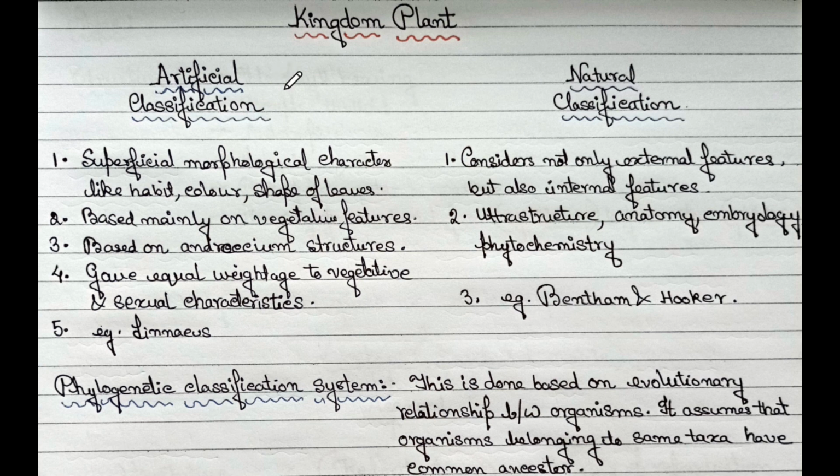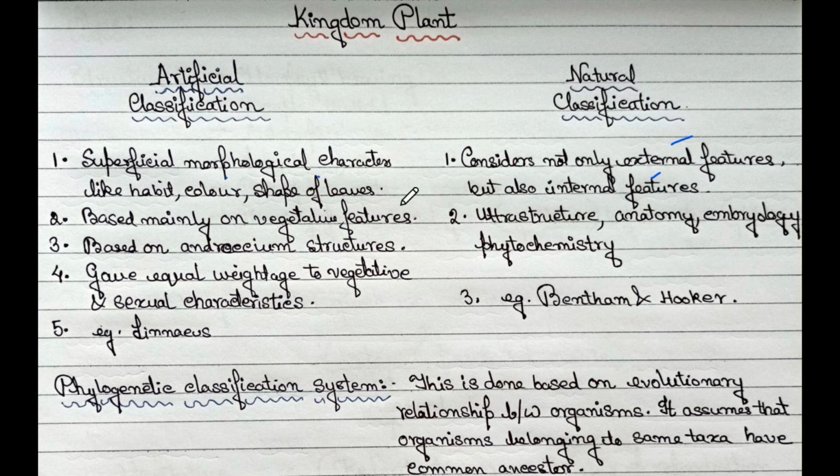So what is artificial classification? It is based on superficial morphological characters, like habit, color, shape of leaves. These are all very superficial, right? But natural classification is based not only on external but also internal features. Natural classification not only considers external features but also internal.